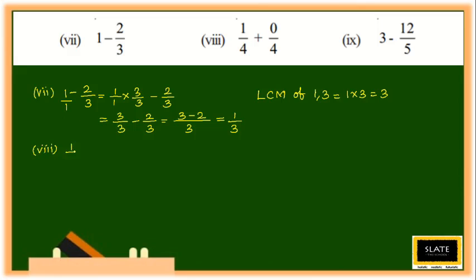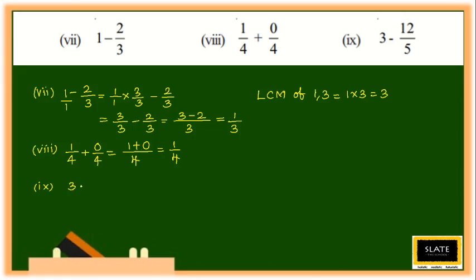1 by 4 plus 0 by 4. Again they are like fractions. So keep the common denominator 4. 1 plus 0 is 1. So 1 by 4 is the answer. Next, ninth one.